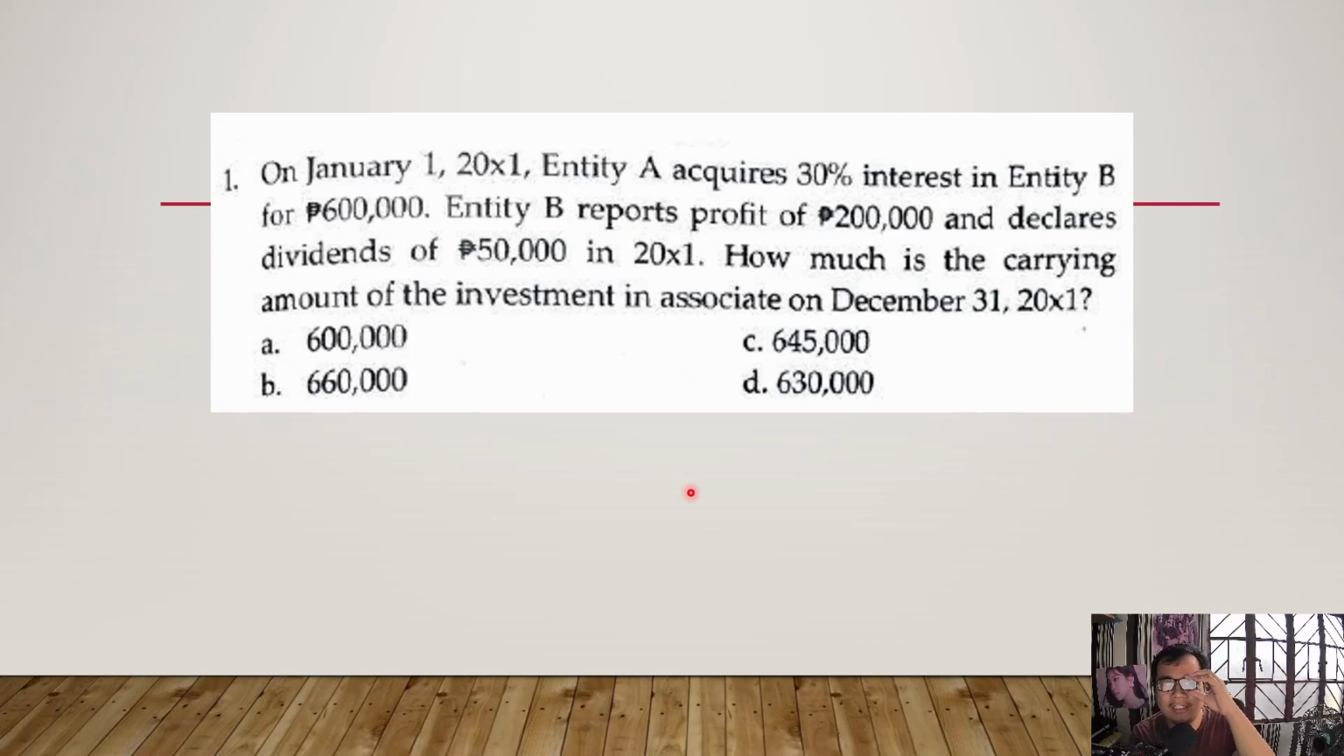Entity B reports profits of 200,000 and declares dividends of 50,000 in 2001. How much is the carrying amount of the investment in associate on December 31, 2001? So, investment in associate tayo with 30% interest. Ang maganda sa investment in associate, ang pag-compute niyan, T-account lang. Anong initial recognition ng investment sa equity method? At cost, di ba? So, 600,000.